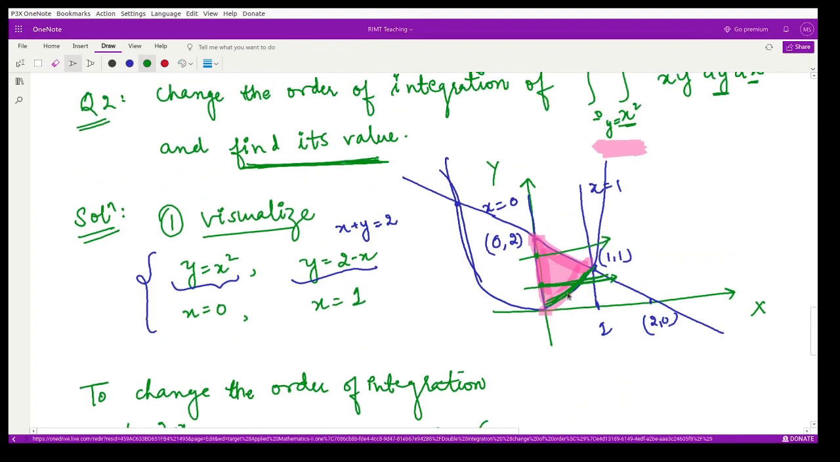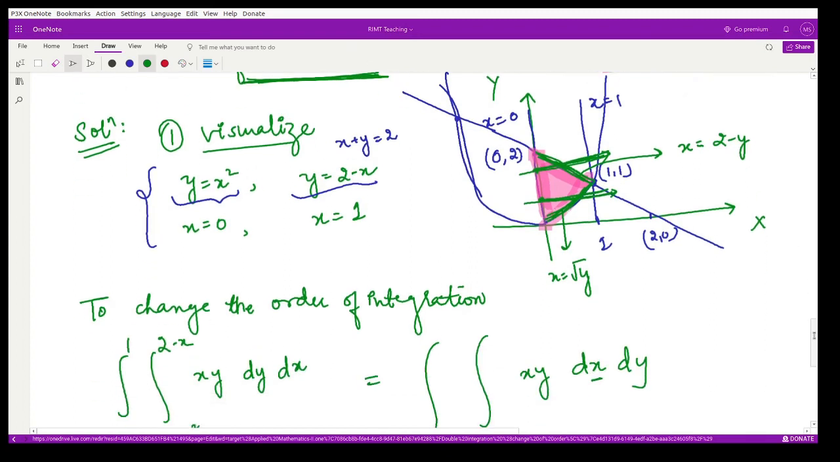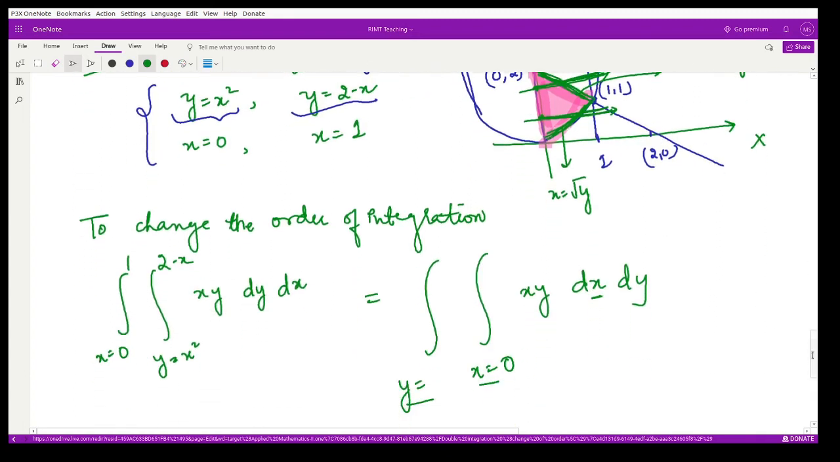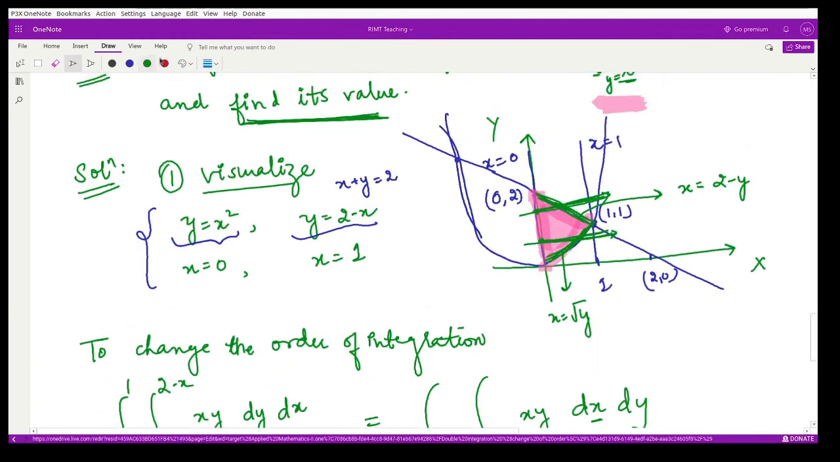So that means for here the value of x, what is that? Square root y. And for this particular line, the upper limit would be according to this curve. And according to this curve, what is the value of x? According to this curve, the value of x is equal to 2 minus y, right? So we have to divide our region into two parts. So we just draw a line here.